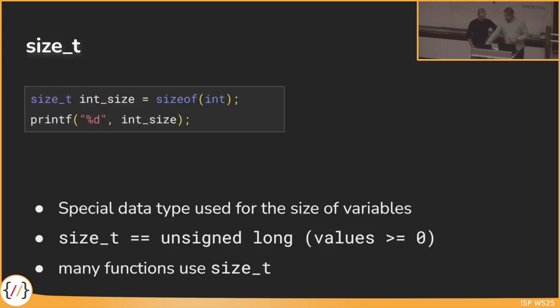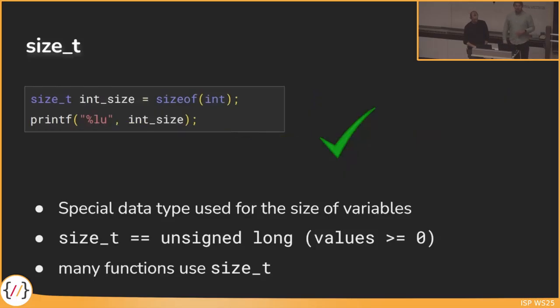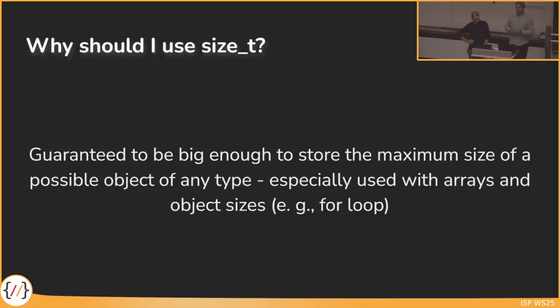All right. So what would happen if we now just store the result of the sizeof operator in an integer variable? We would get this warning here. It would say the format specifier is not correct for this variable. And that's why we have to change the format specifier when we print a size_t variable from %d to %lu, so just a long unsigned value.